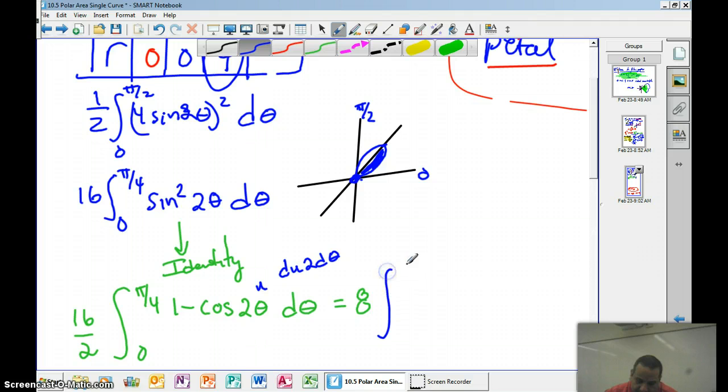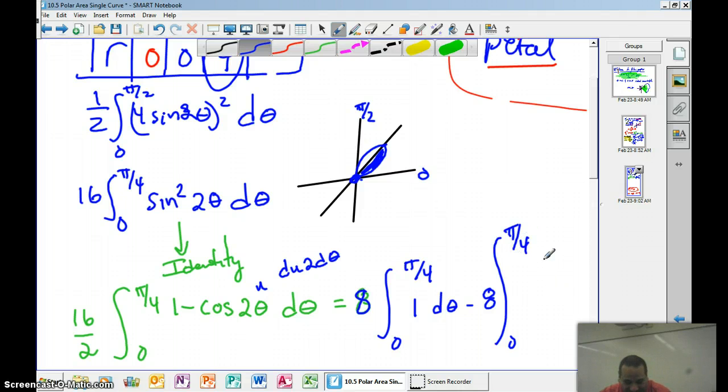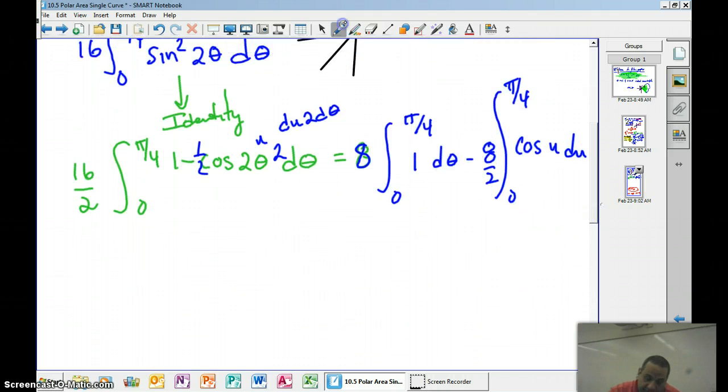So I break it up, and I'm going to have the integral from 0 to pi over 4 of 1 d theta minus 8. I don't know why I changed colors. I like colors. Then I'm going to have cosine of, well, if I make this 2, I got to make it a half outside. So this is actually going to be a half cosine u du. I'm kind of writing on myself. Here we go. I'm better now.